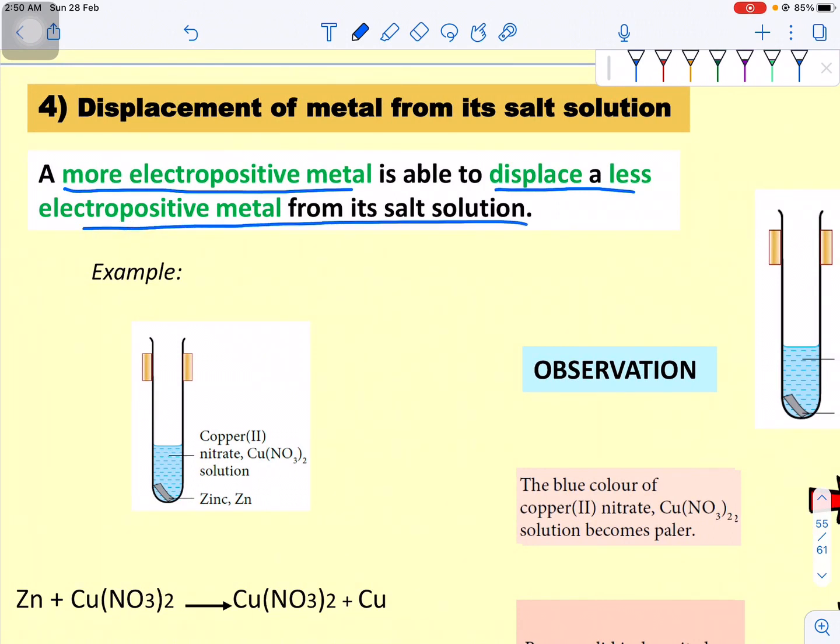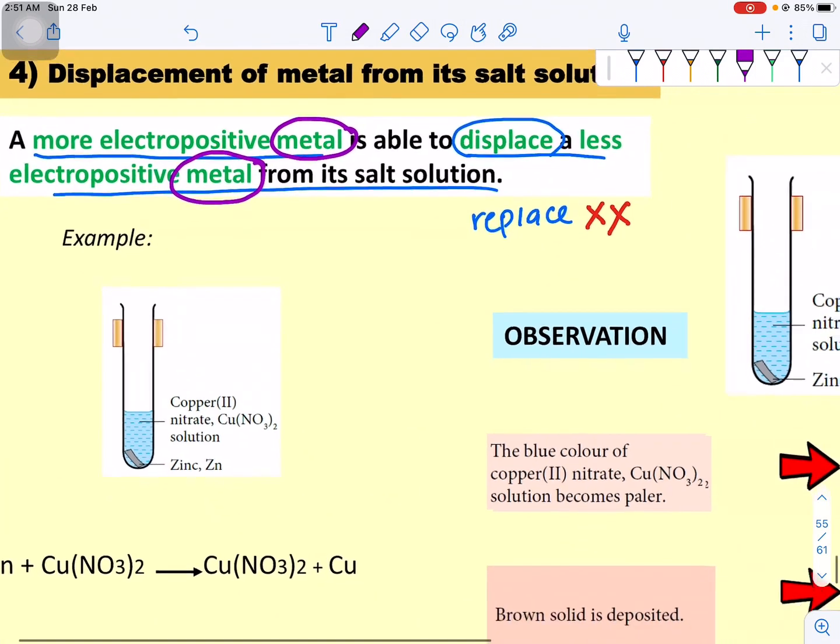So make sure kita pakai istilah yang betul: displace, not replace. Kalau kita salah buat replace, dia akan jadi meaning yang salah. So a more electropositive metal is able to displace a less electropositive metal from its salt solution. The idea here is semestinya metal tendang metal. So bear in your mind, metal tendang metal daripada salt solution.